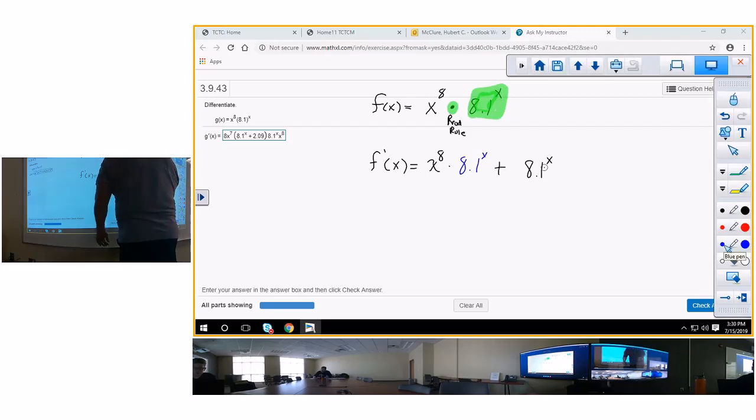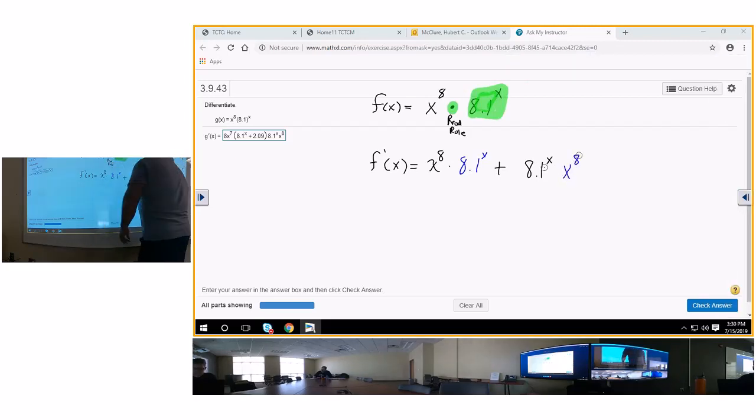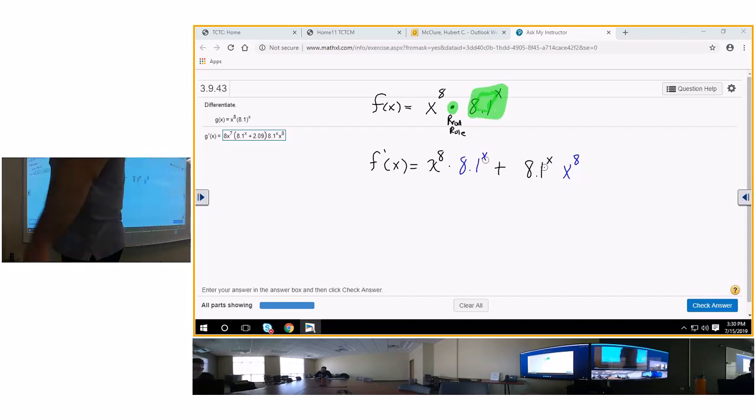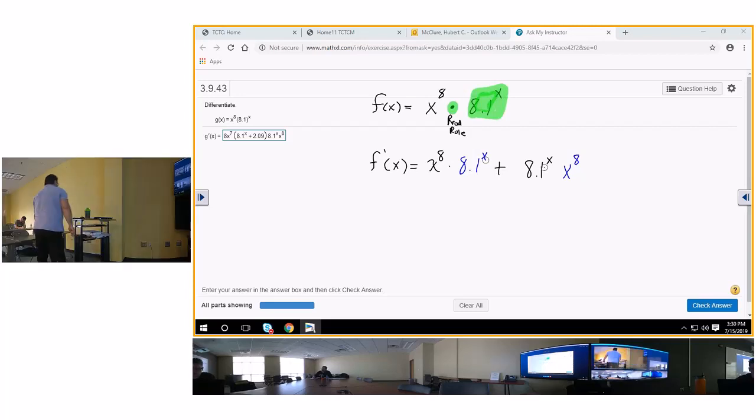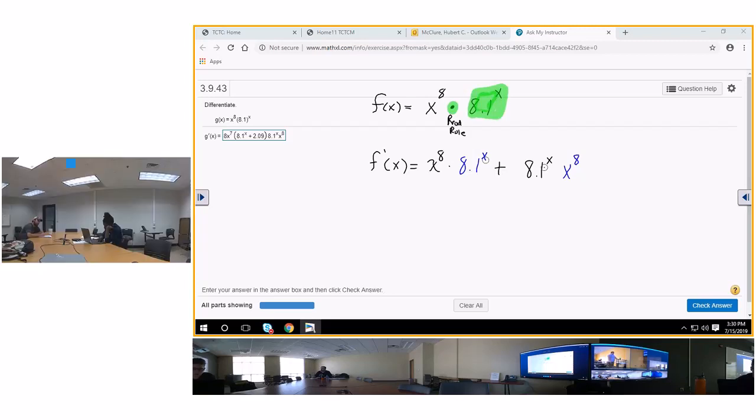Now I want y'all to do it. Take those blue ones and take the derivative. Now one of them you should be able to do in your sleep because you've been doing it for 10 sections. The other one you have to write as a natural log.